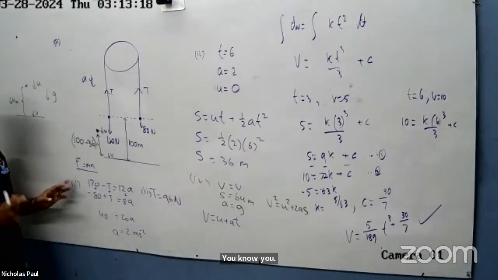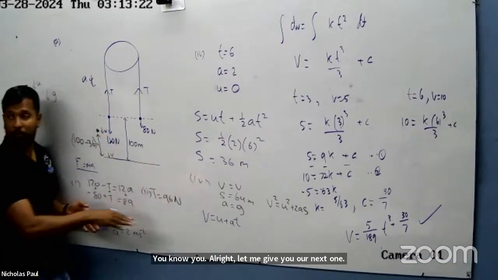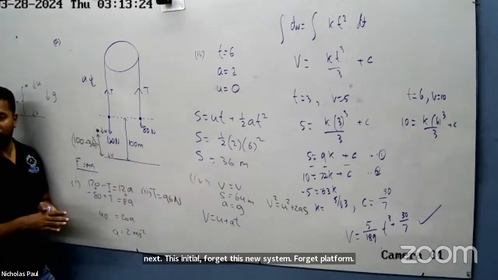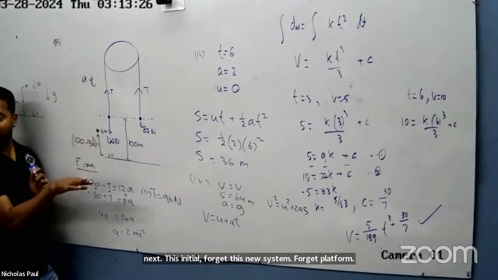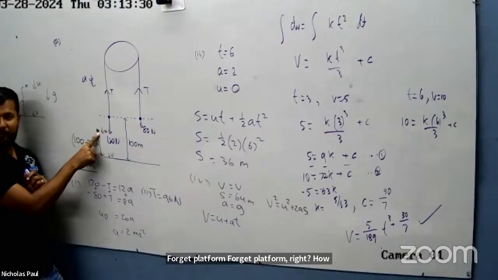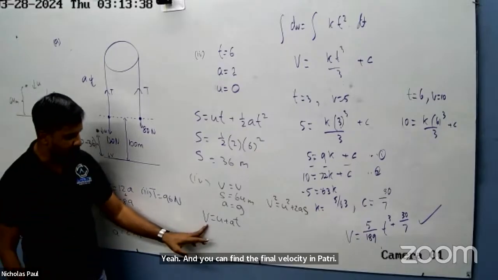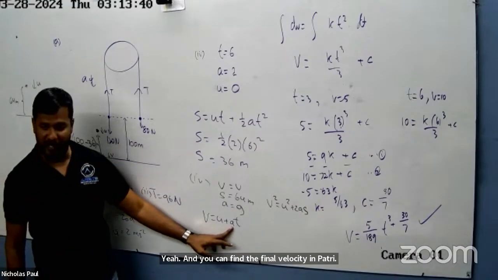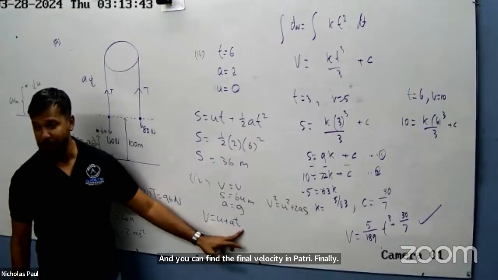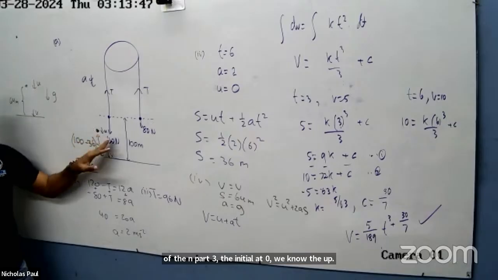All right, let me give you another approach. Forget part 4. Forget part 4, right? Can you find the final velocity in part 3? In part 3, the initial velocity is 0. We know the acceleration. We know the time. Won't that final velocity be the new initial velocity?